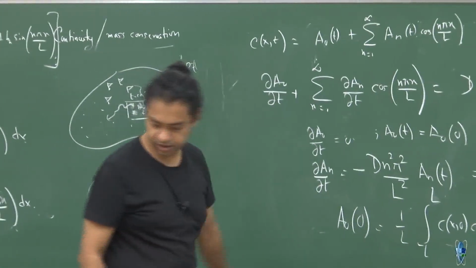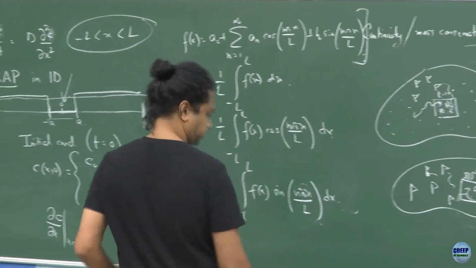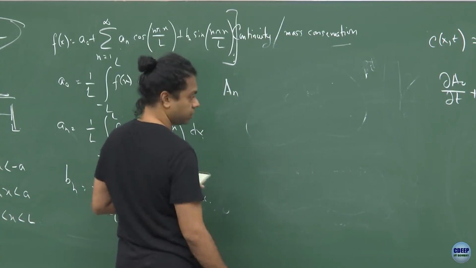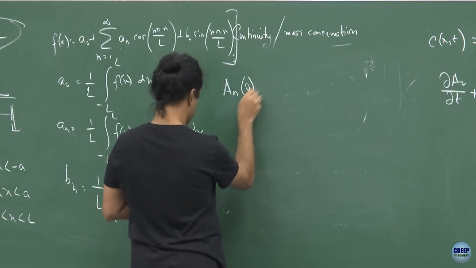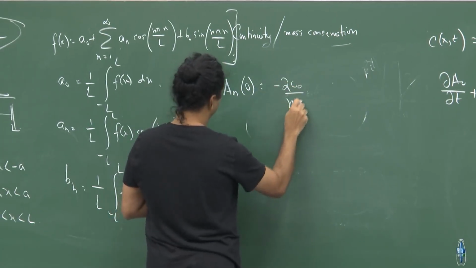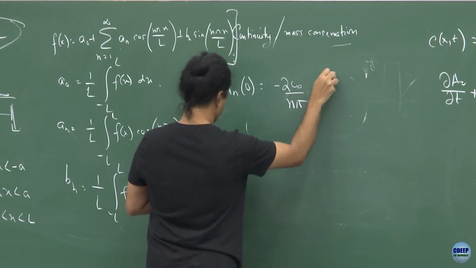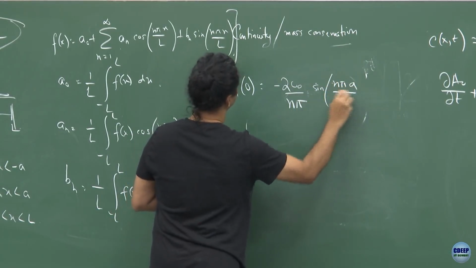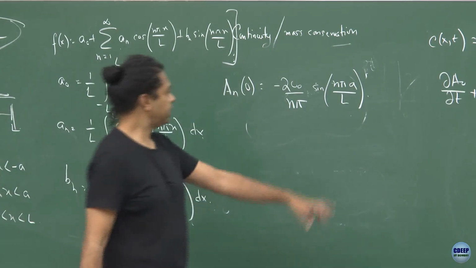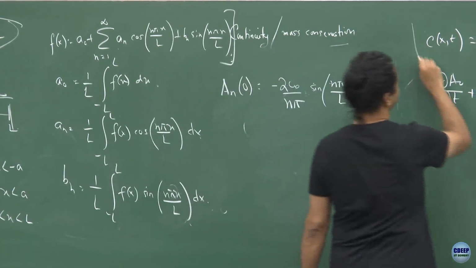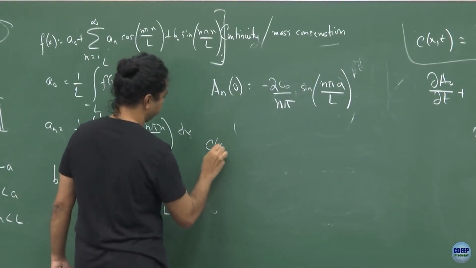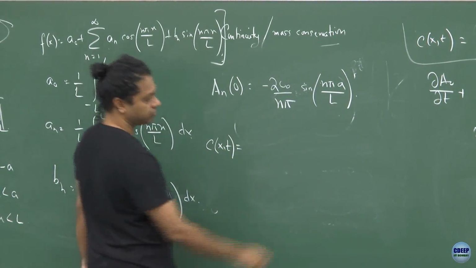So, you can write your AN, let me just copy that and write. Your AN of 0, and you can check this, is minus 2 C naught by n pi sine n pi A by L. Okay. So, once you have your A naught and you have your ANs, you can just substitute it into this concentration equation to get C of x comma t.